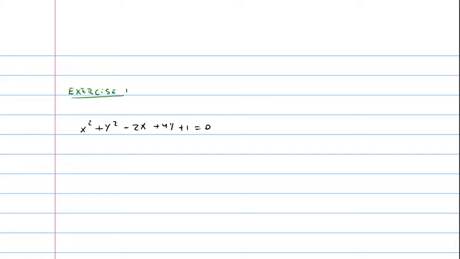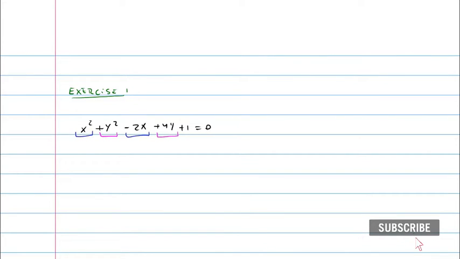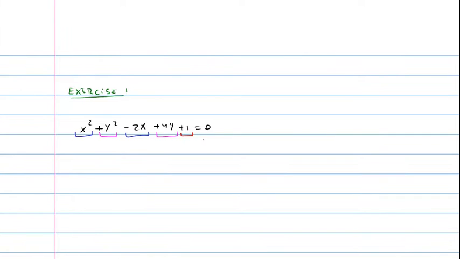The first thing we're going to do is notice that this term and this one depend on x, this term and this one depend on y, and this one is a constant. So we're going to rewrite the expression as x squared minus 2x plus y squared plus 4y, and then this will be equal to, moving the plus 1 to the right hand side, minus 1.